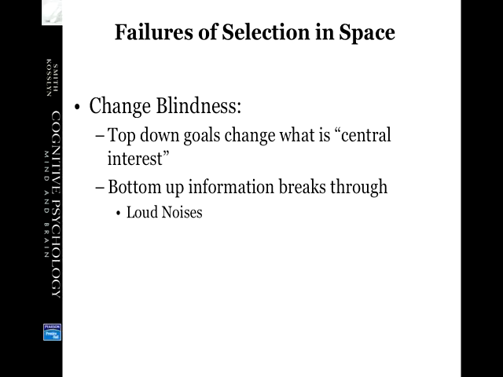But sometimes bottom-up information can break through. So a loud noise will capture your attention. Curse words, your name, and the word fire especially will capture your attention. So we'll miss these visual changes because they're not part of central interest information. So they're not what we're currently focusing on the most.